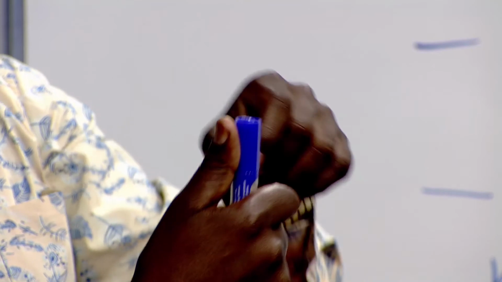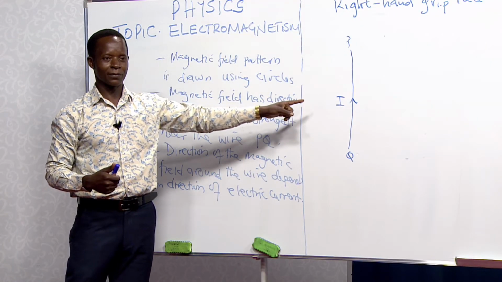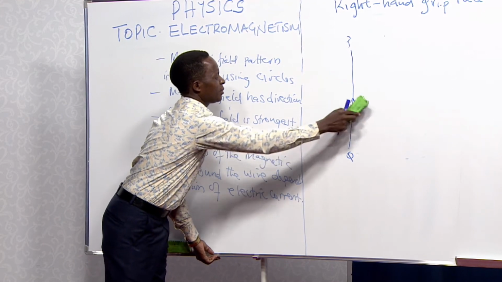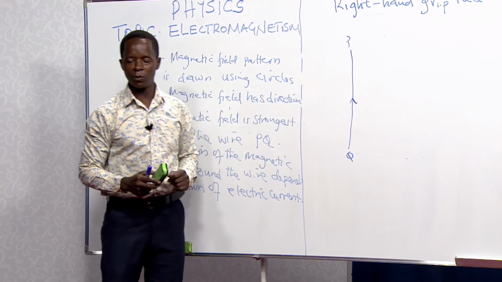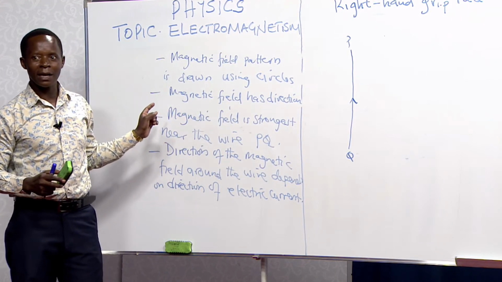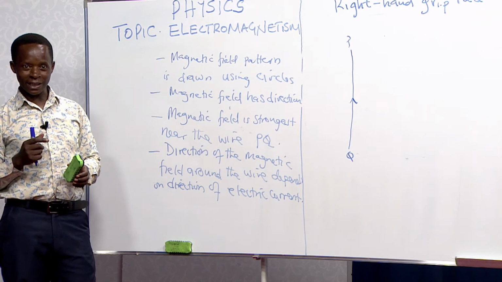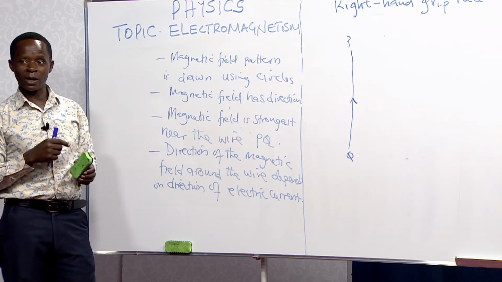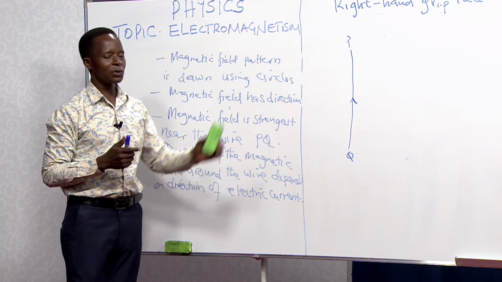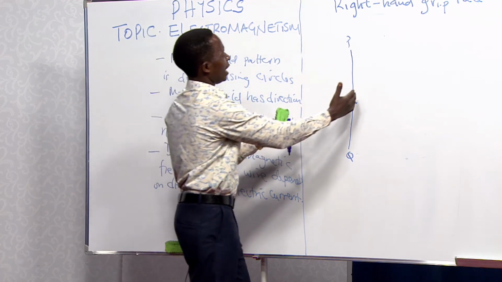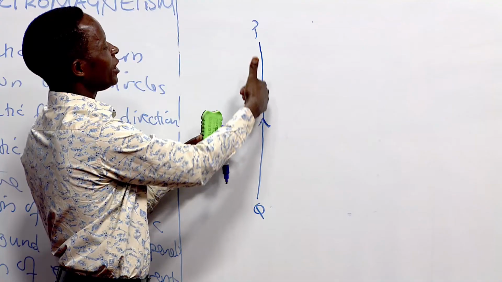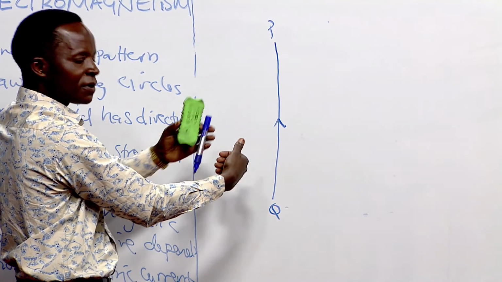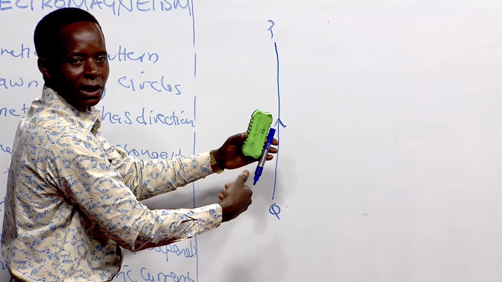Okay? So let's go to our wire here. I will remove this letter to represent current, remain with the arrow, and you know that the current is now moving up. Remember what we said here, that the magnetic field pattern is drawn using circles. And those circles share the wire as the center. That's why I call them concentric. So come to this wire now. Hold it with your right hand, with the thumb pointing in the direction of flow of current. Then these fingers are curved according to the direction of magnetic field.